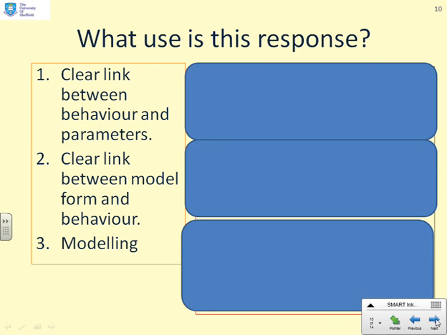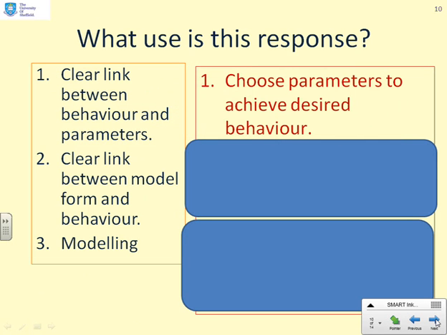So what use is this response? There's a clear link between the behaviour and the parameters. And what does this mean? It means that we can actually choose the parameters to achieve the desired behaviour, because we know exactly what impact those parameters have on the behavior.